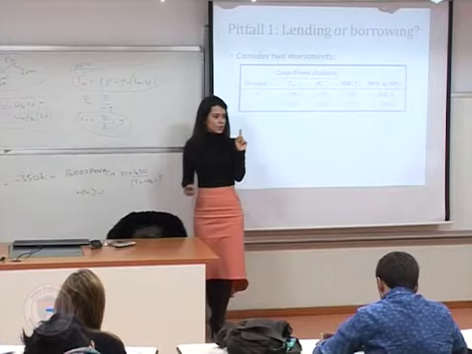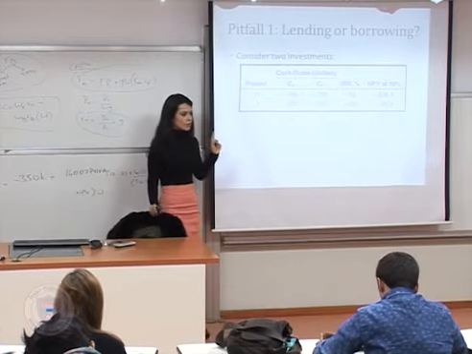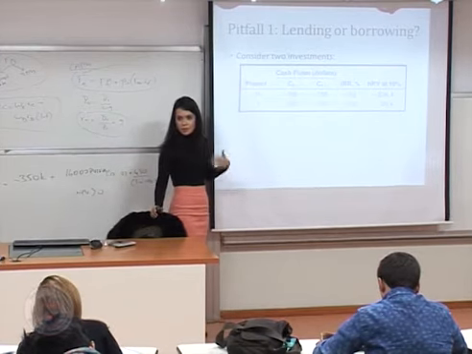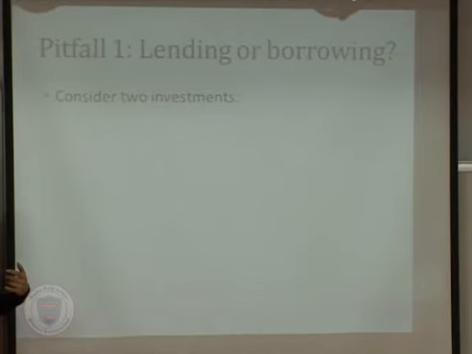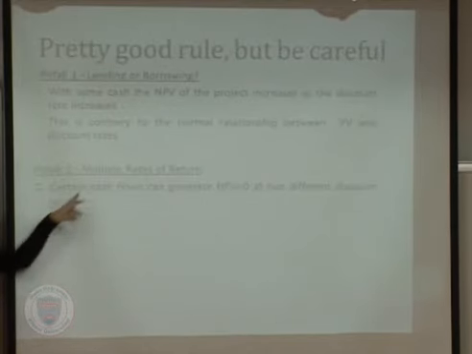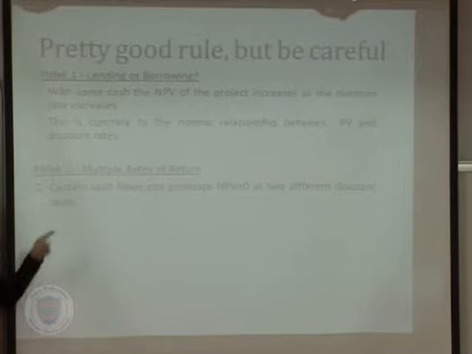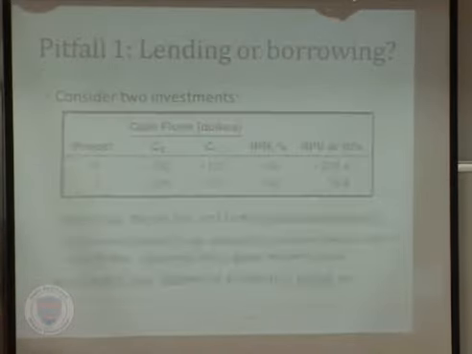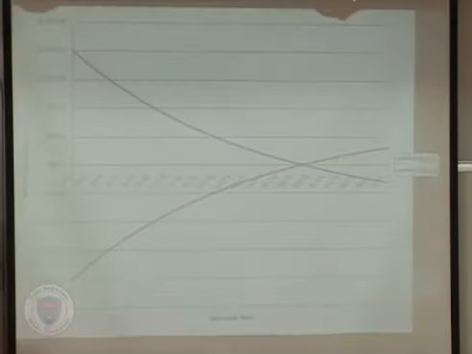So this is the one pitfall about the IRR decision, like lending or borrowing. That's important. That's why I'm saying go with the NPV first. Okay. The second problem with IRR is multiple rates of return. So when you have cash flows changing signs all the time, you may have multiple IRRs. In that case, which IRR you're going to base your decision on is a problem. So let's look at this example.